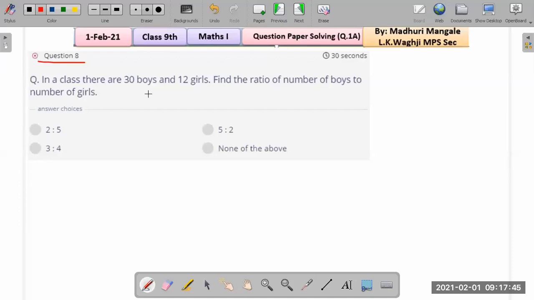In a class there are 30 boys and 12 girls. What is the ratio of number of boys to the number of girls? So similar type of question. Just now we did a question like this, but the ratio is different here. Boys to girls. So first we have to write boys over the number of girls. Okay, boys to girls. So first boys and then girls. How many number of boys? That is 30 over the number of girls, which is 12.